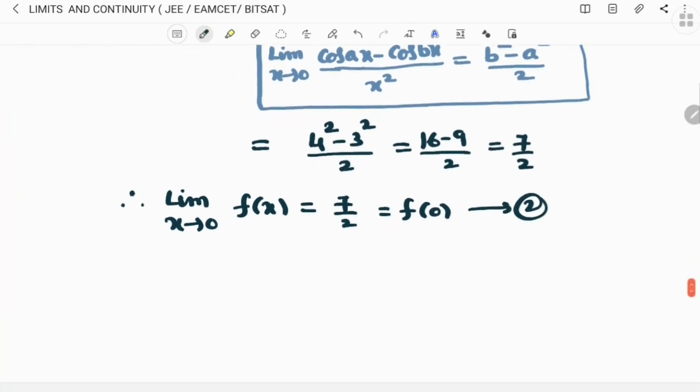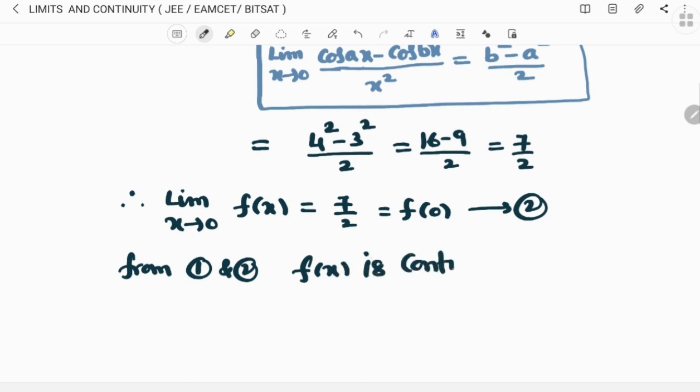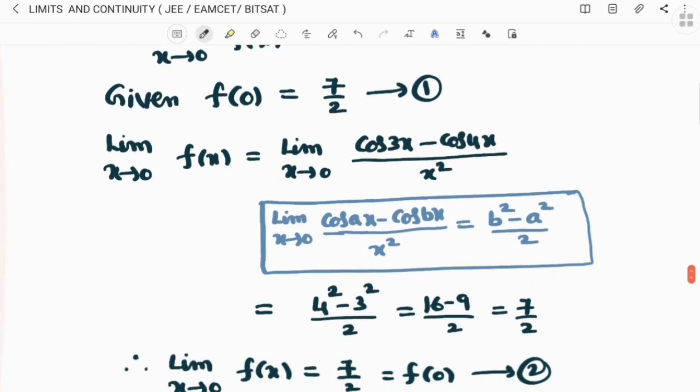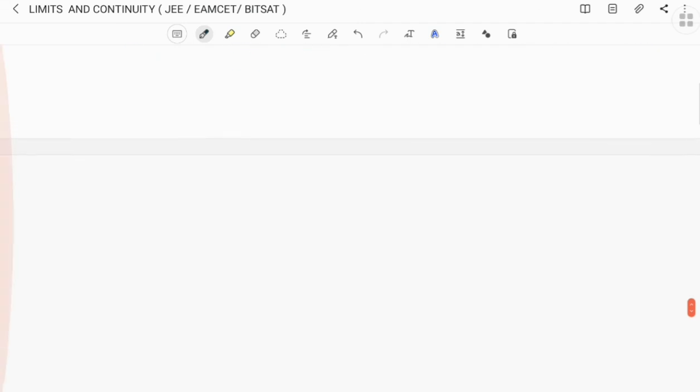From 1 and 2, f of x is continuous at x equal to 0. So the conclusion is f of x is continuous at x equal to 0. So the first option is the right option. We will discuss one more question and then we will stop the session.